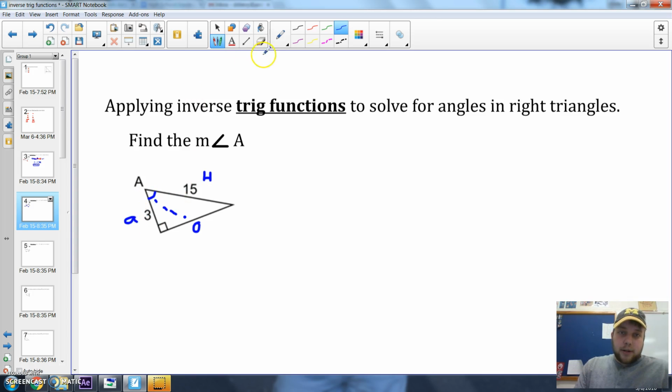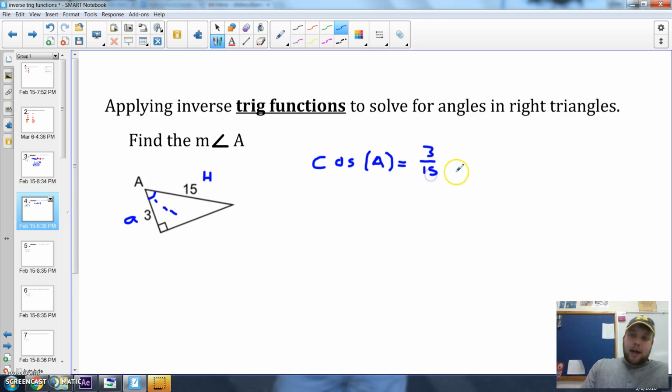All right, so I don't know anything about my opposite. That has given me squat. So I have a hypotenuse and an adjacent. Which one uses adjacent and hypotenuse? I'm thinking cos. Cosine of whatever angle that is, we're going to call it angle A. I don't know what that angle is, but I know the cosine of that is going to give me 3 over 15, adjacent over my hypotenuse.